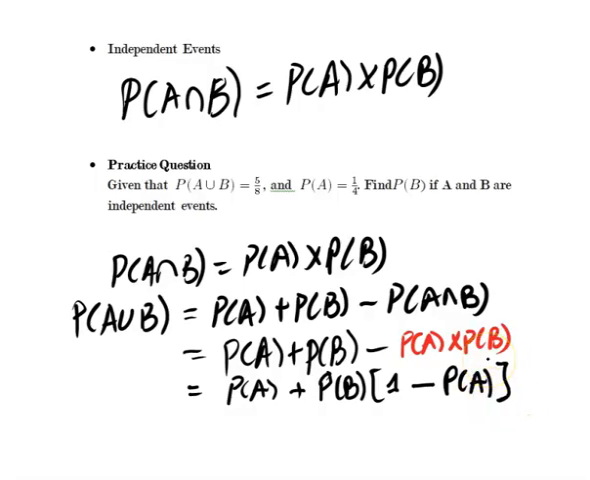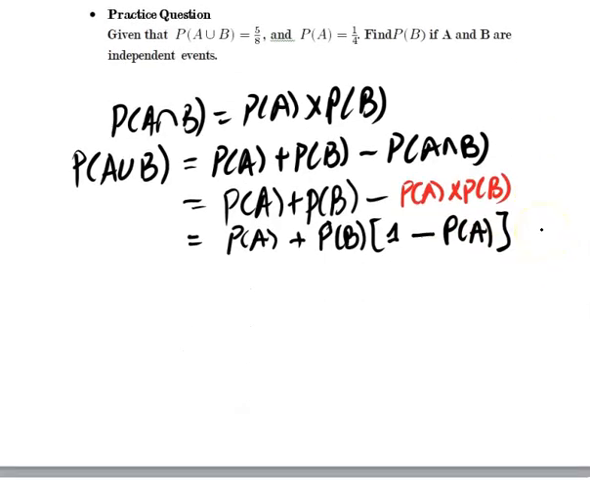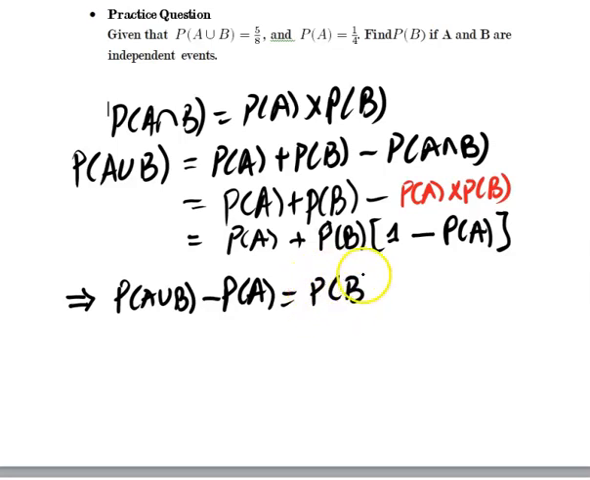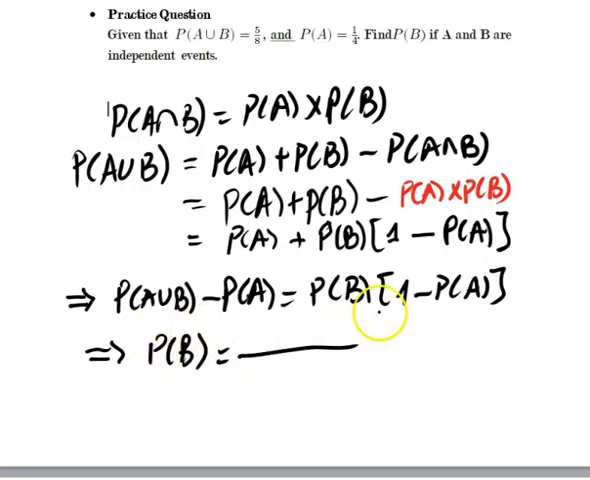We want to make probability of B the subject. How do we make probability of B the subject here? We have probability of A union B minus probability of A is equal to probability of B times 1 minus probability of A. This implies that the probability of B, which is a product, we divide both sides. Thus, we have probability of B equals probability of A union B minus probability of A, divided by 1 minus probability of A.